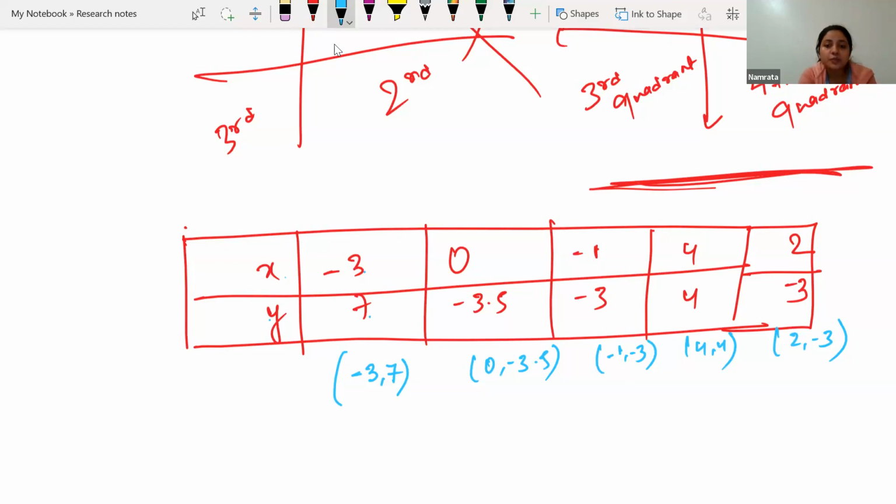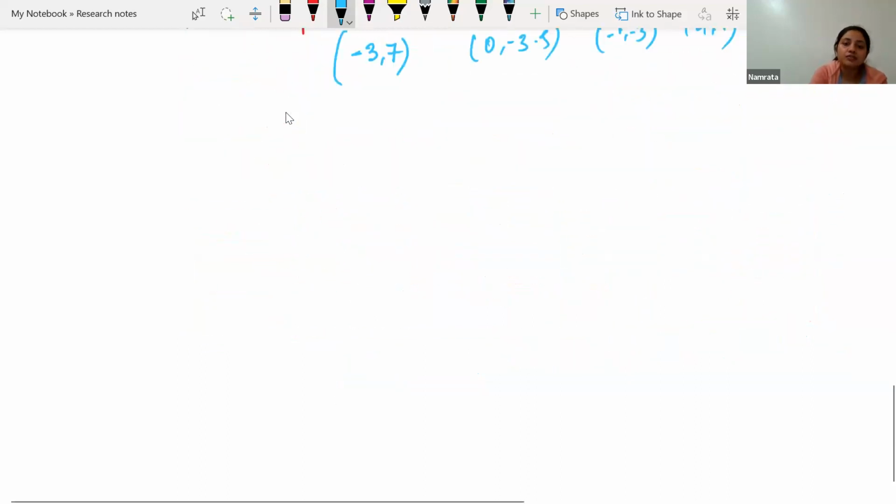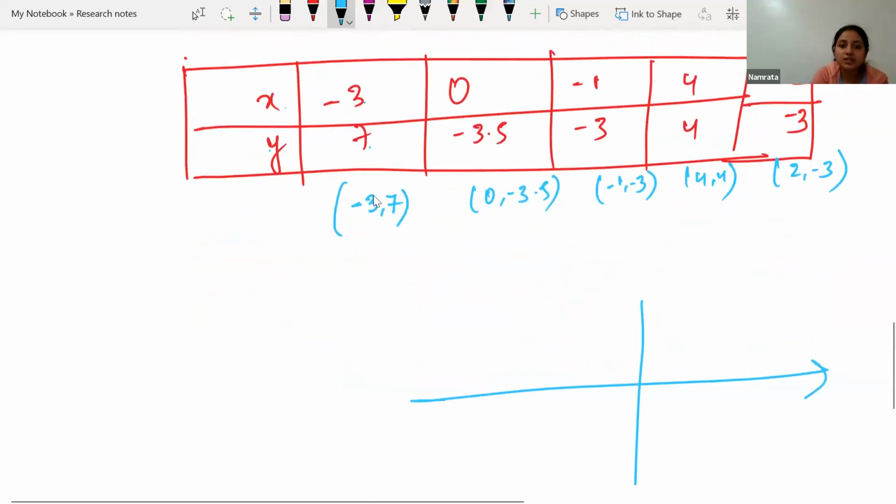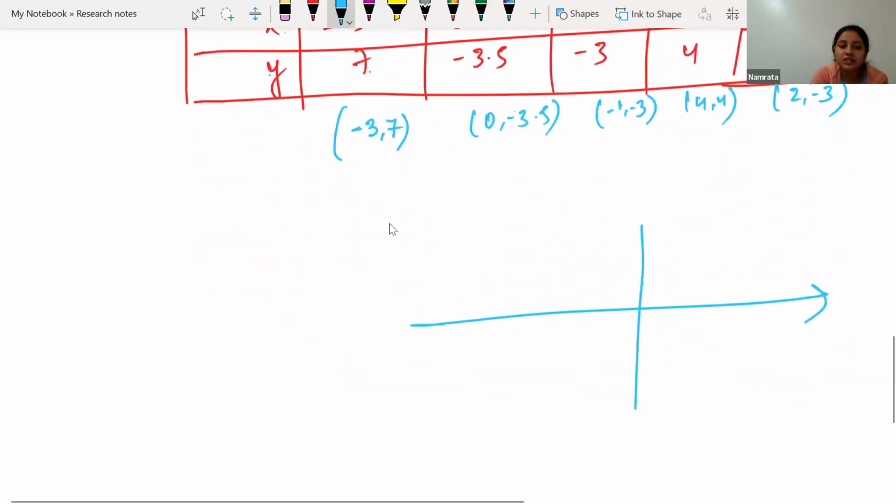Will you be able to represent these points on a coordinate axis, on a Cartesian plane like this? So, minus 3, 7. If I tell you to represent minus 3, 7, you will be able to represent it, right, Rumaisa? Yes, ma'am. Okay. So basically these concepts are here only. Let me check what else is there.